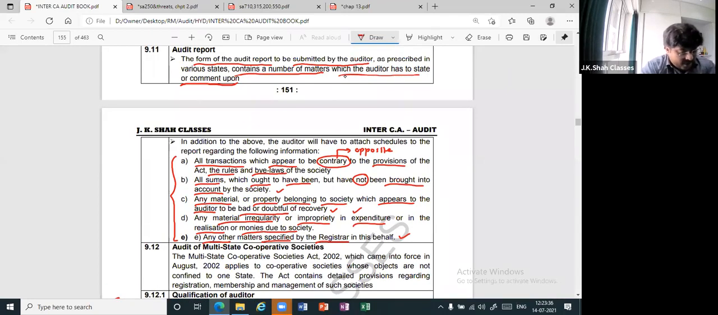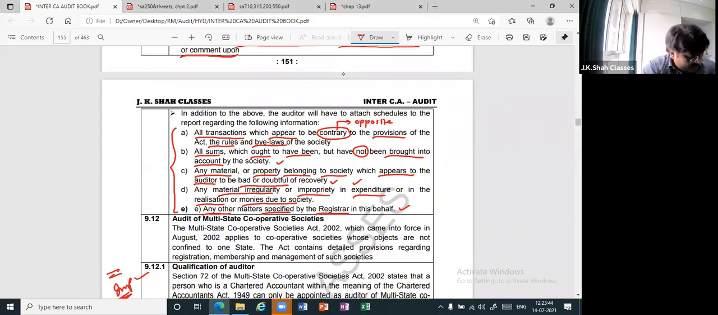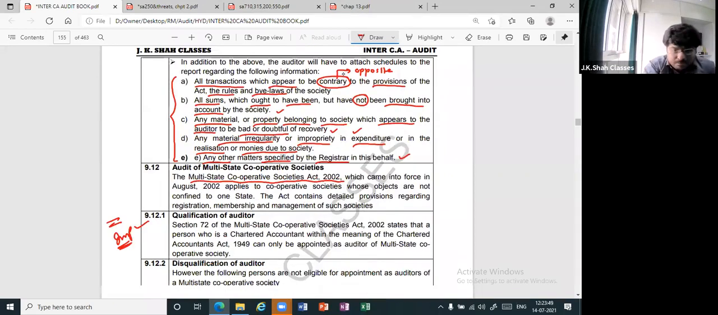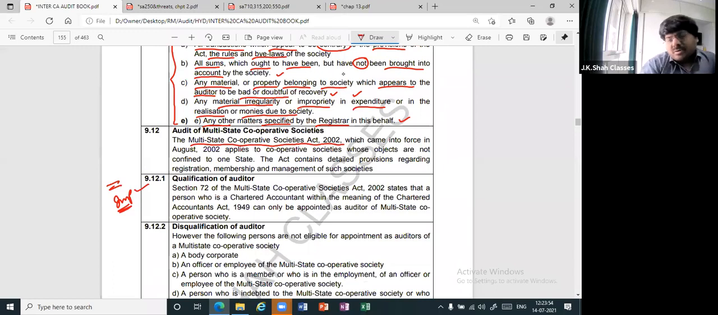Now, once you have done audit of a cooperative society, now we do audit of a multi-state cooperative society. Now, multi-state cooperative society is given under the Multi-State Cooperatives Act 2002. Here also, most important is qualification. So here it is only chartered accountant.